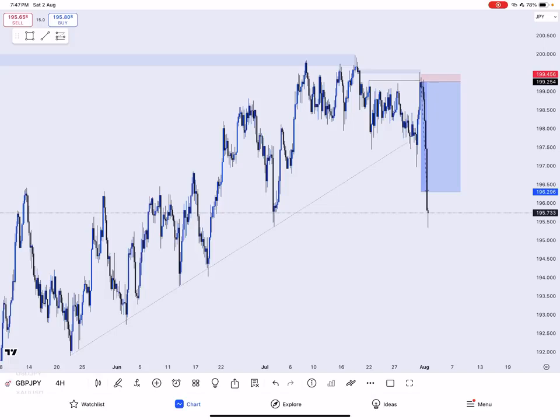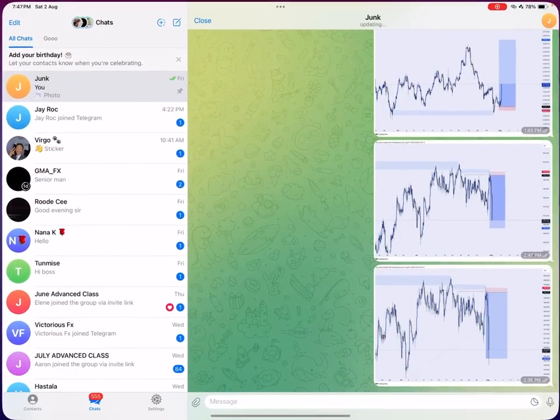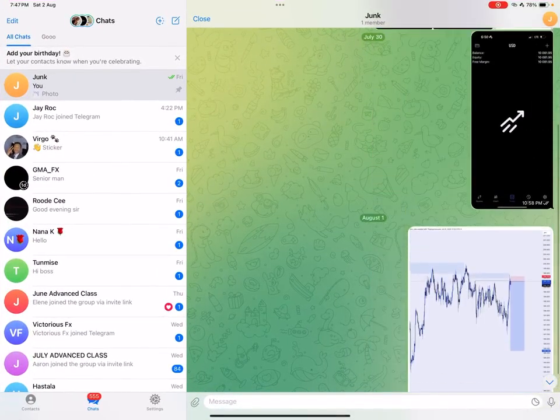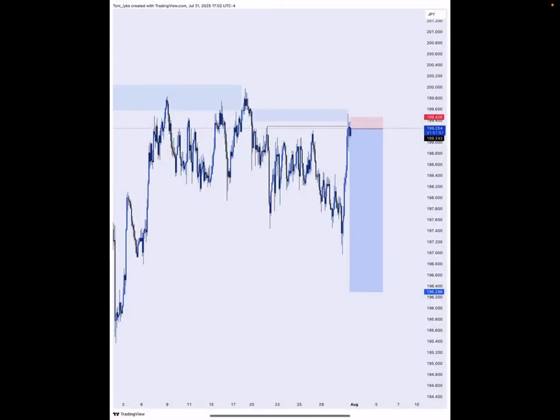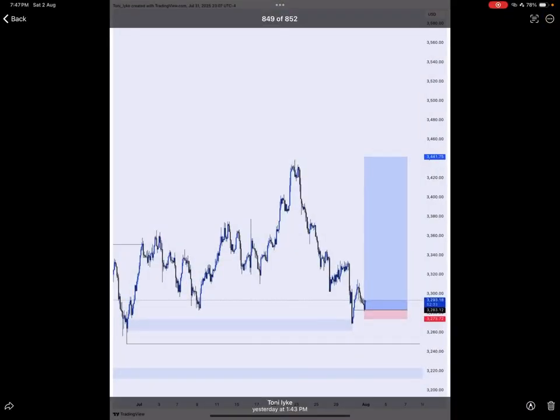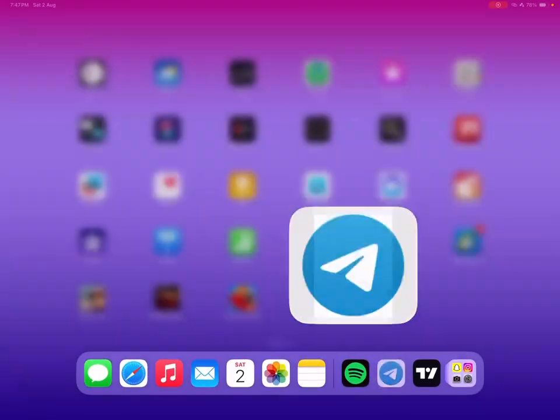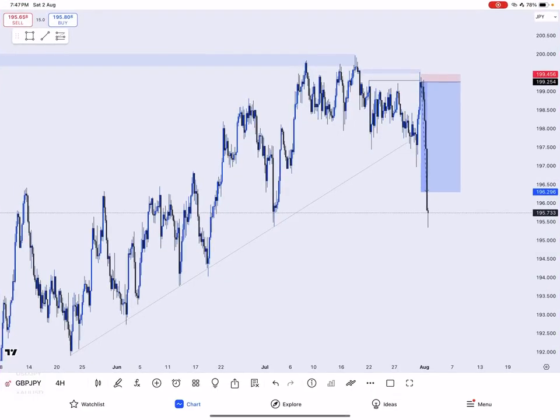So I took two trades last week on gold and on GBPJPY, which are these trades right here. This was when I had the analysis for the GBPJPY trade, and this was when I had the analysis for the gold. I'm going to show you how I was able to get those entries, and as you can see, they already hit my take profit.